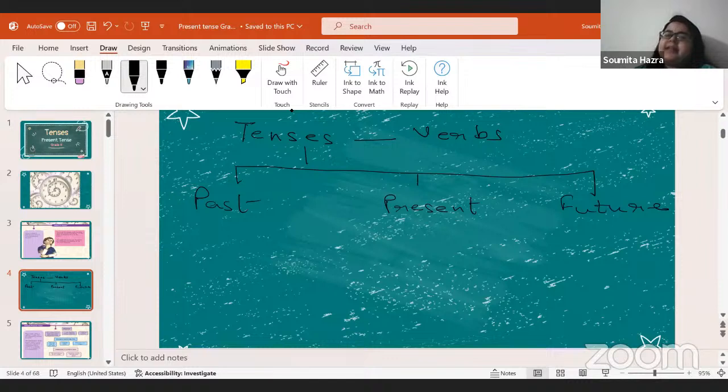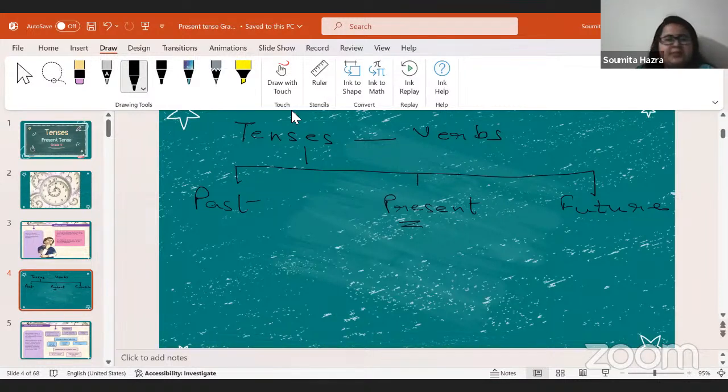These are the 3 tenses in English grammar. Okay? In any grammar, these are the three tenses, whatever the language might be. Okay, so now present tense. When do we use present tense? We all know these things.